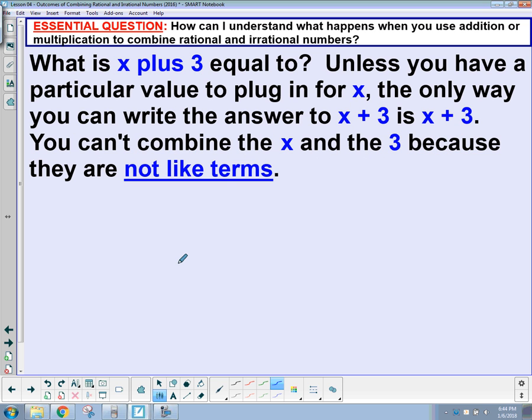What is x plus 3 equal to? Unless you have a practical value to plug in for x, the only way you can write this answer is x plus 3. You can't combine x and 3 because they are not like terms. You've been dealing with this before.